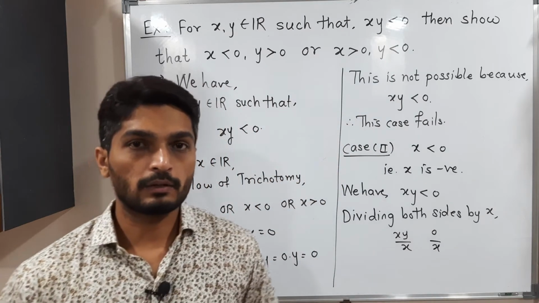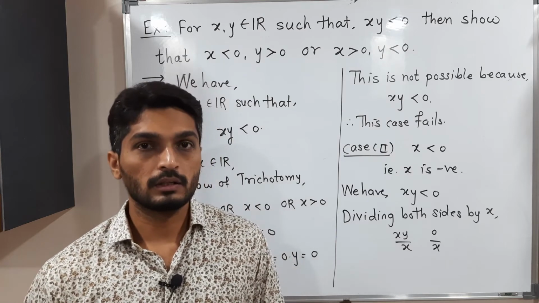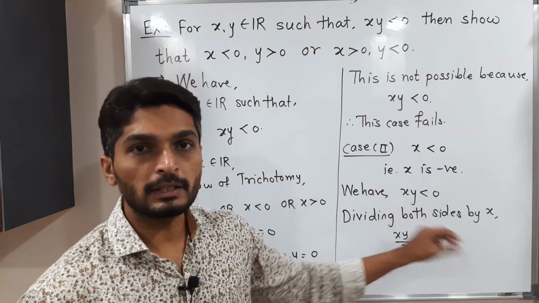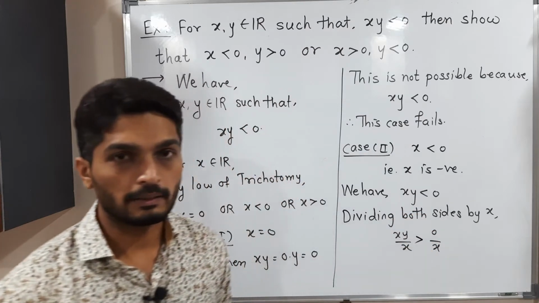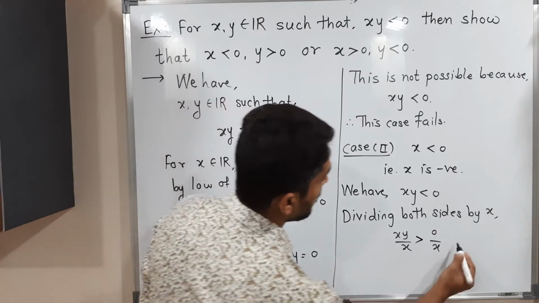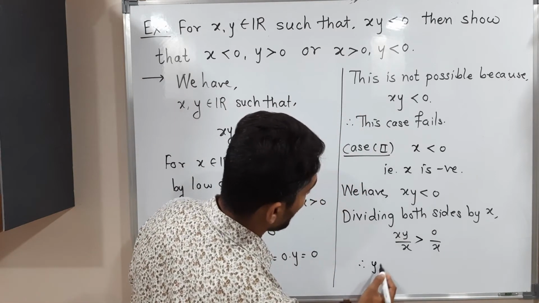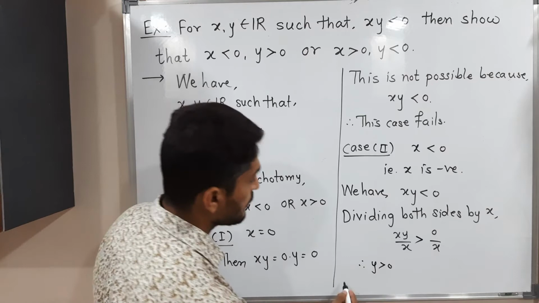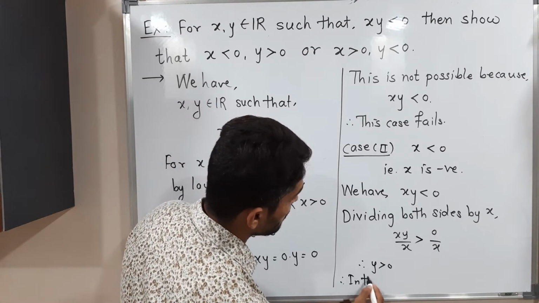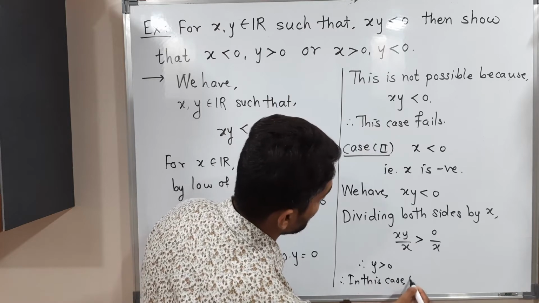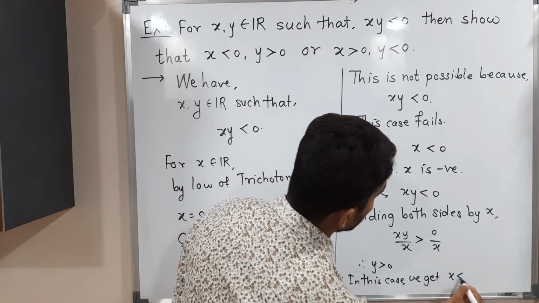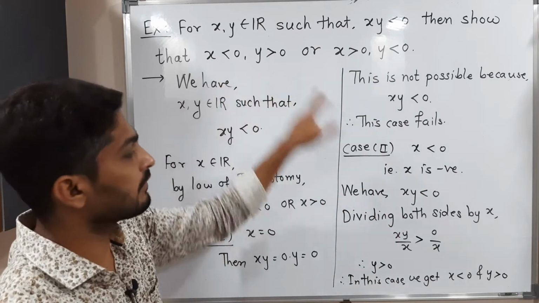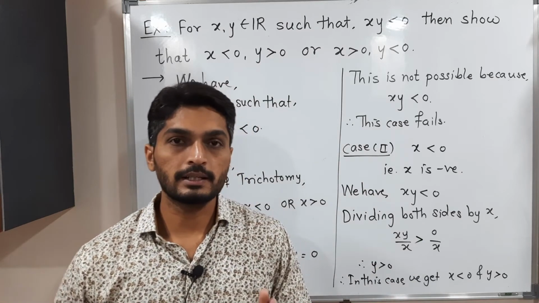But see, when you multiply or when you divide by any negative number, we will have exactly opposite inequality. Here we have less than and we are dividing by negative number, so we will get greater than, right? So x will get cancelled and we will have y greater than 0. x cancel y, 0 upon x is 0. So we got y greater than 0. So therefore, in this case, we get x is less than 0 and y is greater than 0. So this thing we proved. So in this way we completed second case.